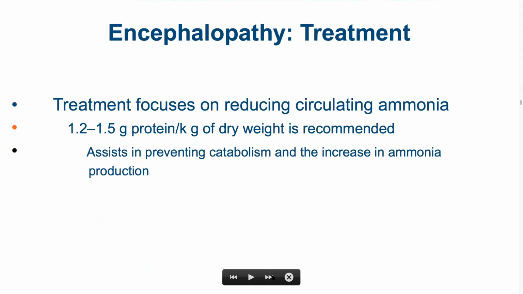Treatment focuses on reducing circulating ammonia, so 1.2 to 1.5 grams of protein per kilogram of dry weight is recommended to assist in preventing catabolism and the increase of ammonia production.